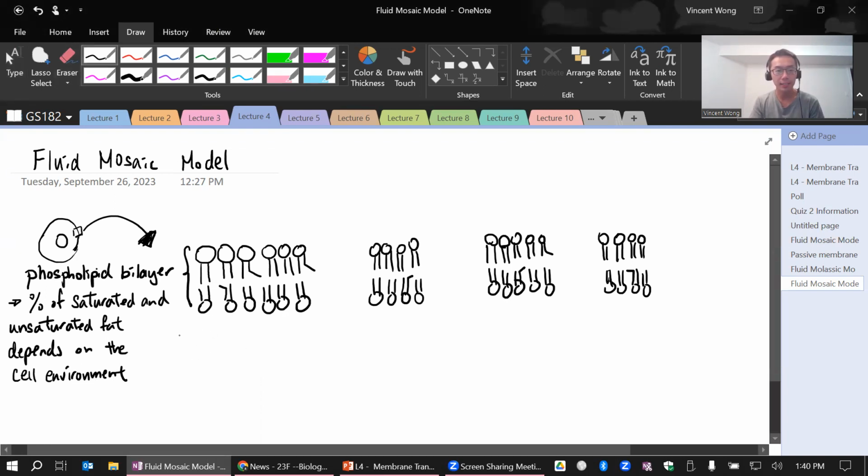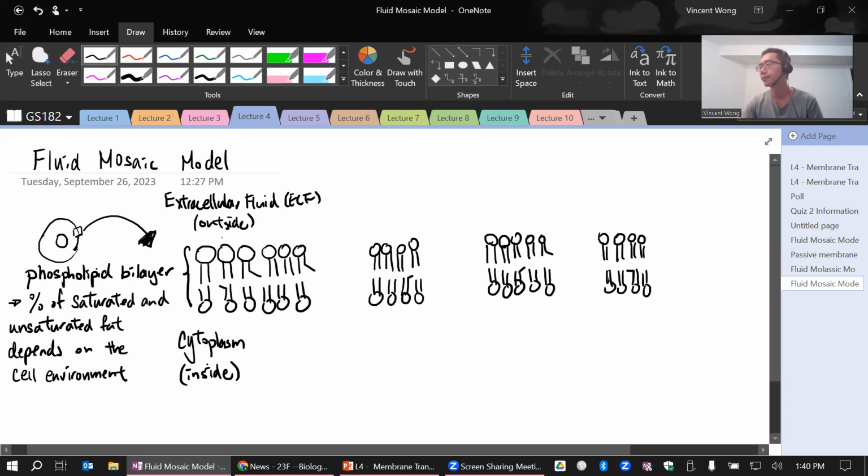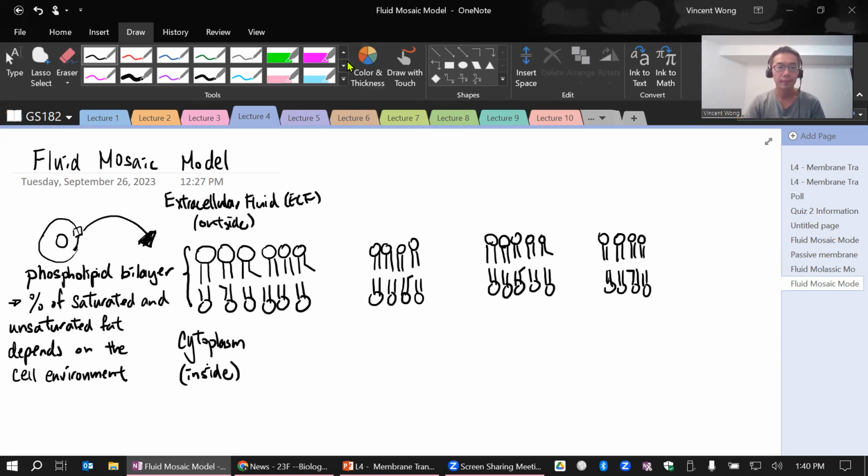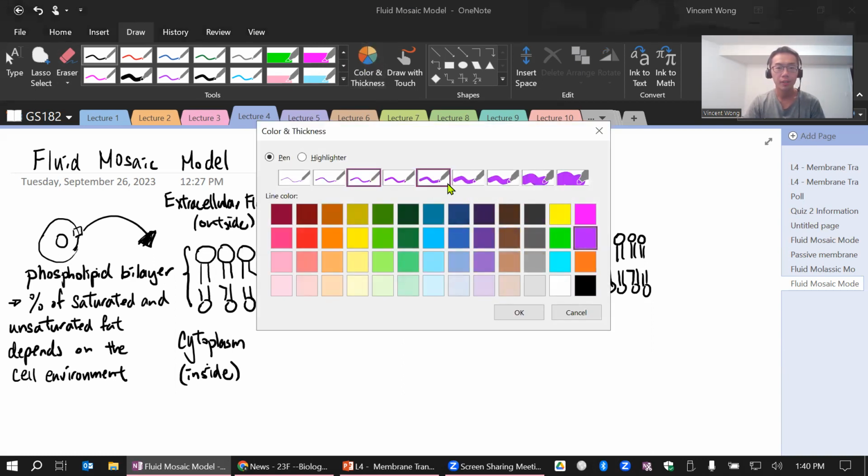This is the inside of the cell. That's the cytoplasm. The inside. This is the outside. We call that the extracellular fluid, ECF. That's outside. Hopefully you're with me so far.